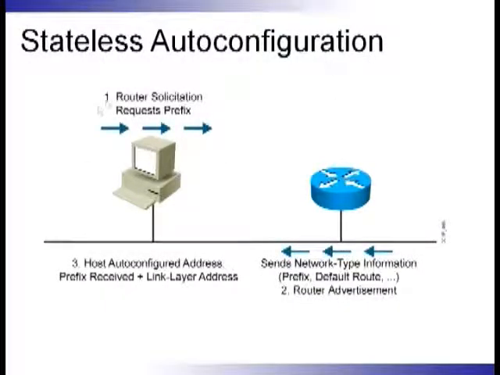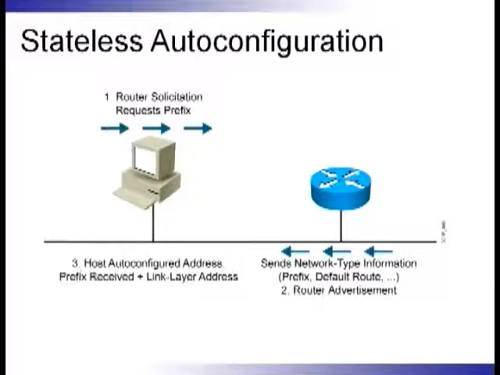Stateless auto configuration, router solicitation request prefix. So we want the /64 from the router. This is going to send the network type information, prefix, default route, which is itself. And remember, every router would do this and answer, so it would have multiple ways out. And then send the router advertisement, just keep sending the router advertisements.